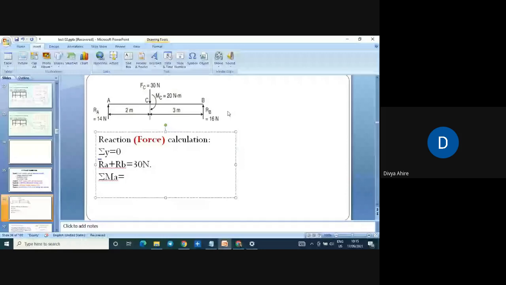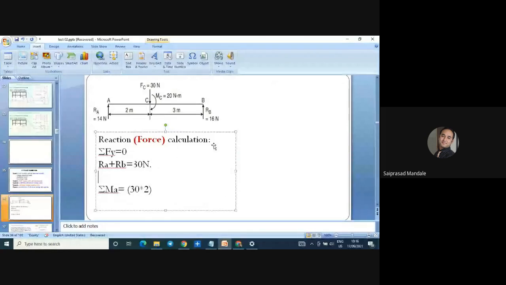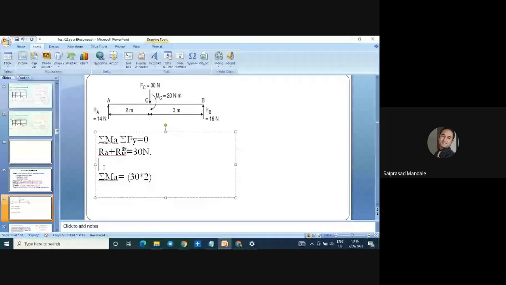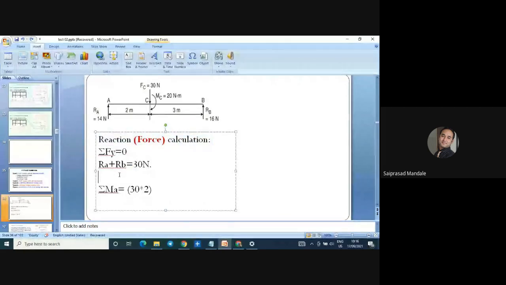30 into 2. Hold a second. 30 into 2. You have to include the moment, because it is a moment calculation. Right now we are doing the moment calculation. 30 into 2, very good.